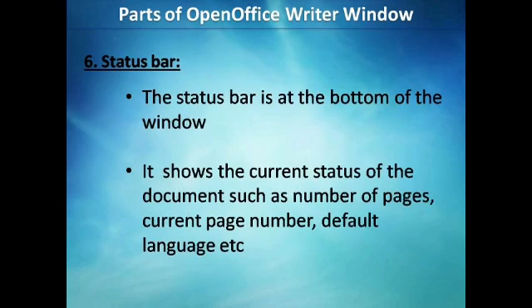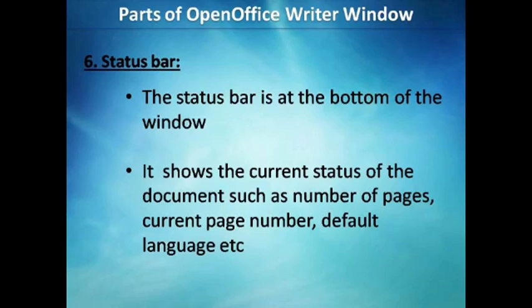The last part of the OpenOffice Writer window is the status bar. The status bar is placed at the bottom of the window. It is used to show the current status of the document, such as the number of pages available in a document and the current page number, the default language used for typing the document, and also two modes, insert mode and type over mode.